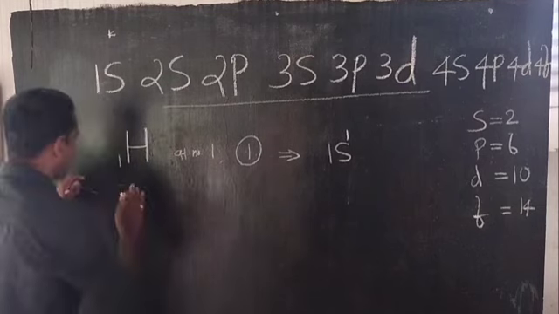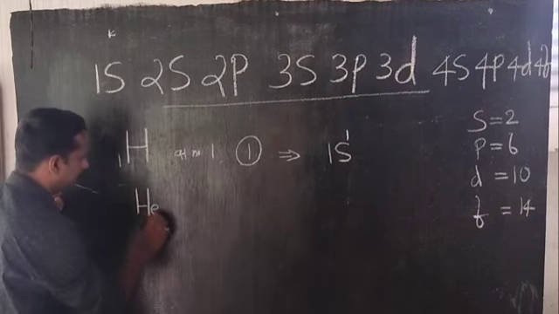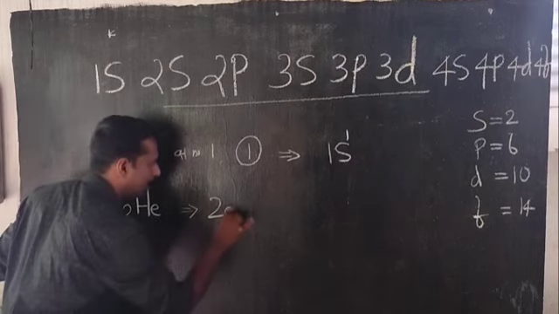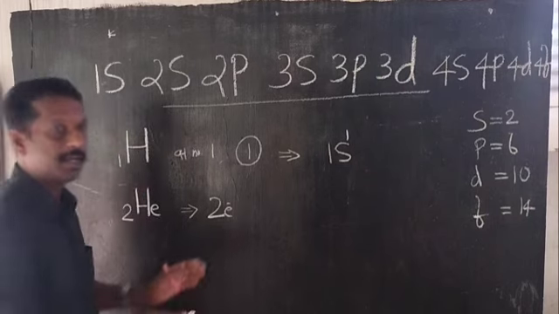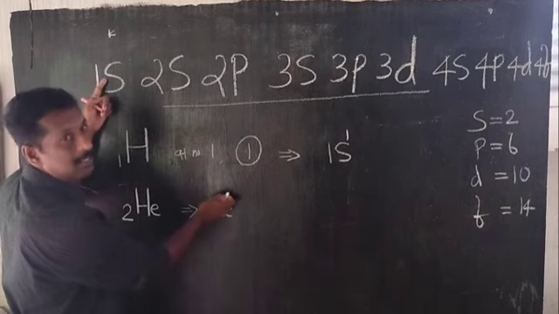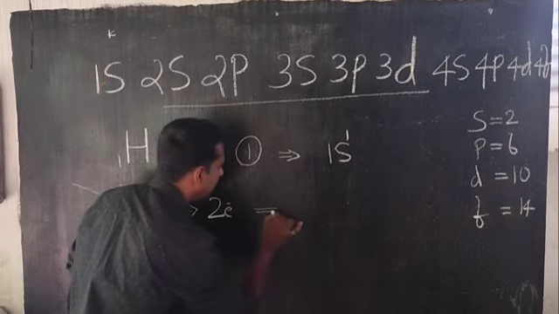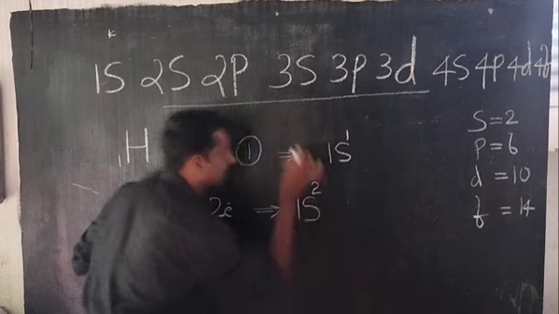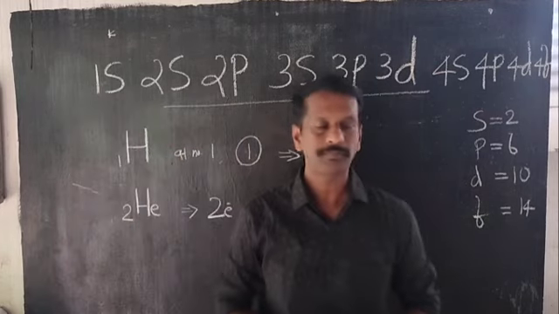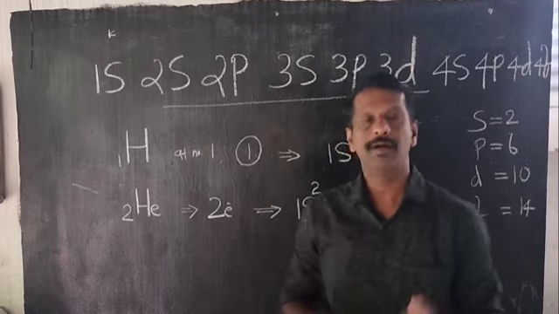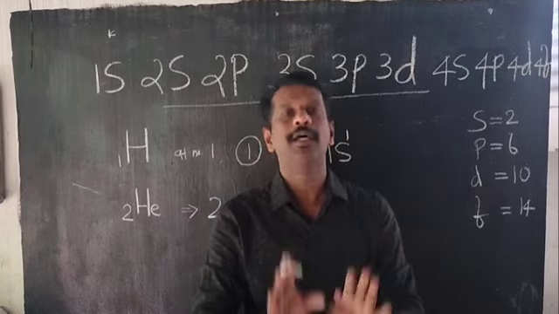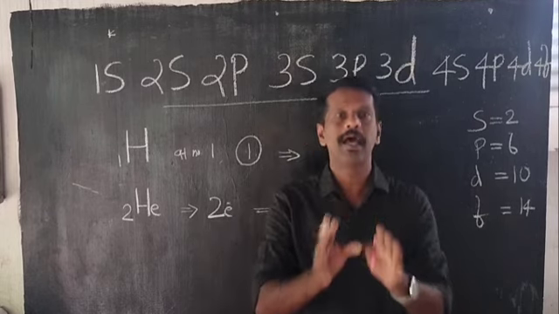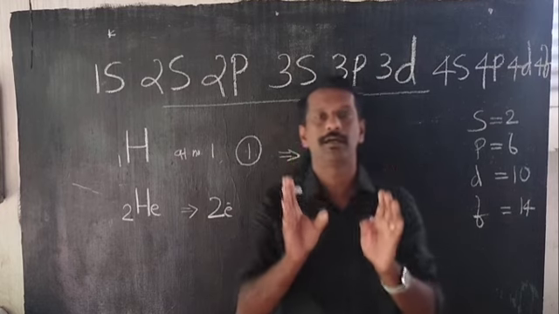Now if you come to the second element, which is helium. Helium atomic number is 2, that means helium has 2 electrons, and what will be the electronic configuration? These 2 electrons will go to the first subshell, that is 1s. Therefore the electronic configuration of helium is 1s, and since it has 2 electrons, the electronic configuration is 1s2. Clear? Helium atomic number 2, it has only 2 electrons, so the 2 electrons will go to the first subshell, that is 1s, and the electronic configuration is 1s2.